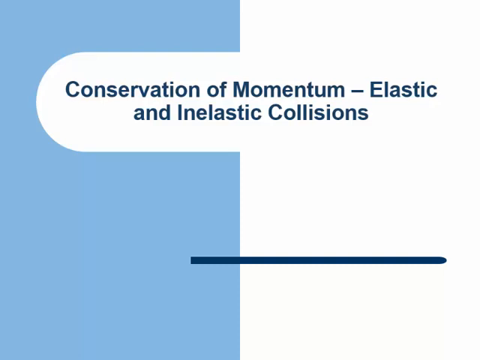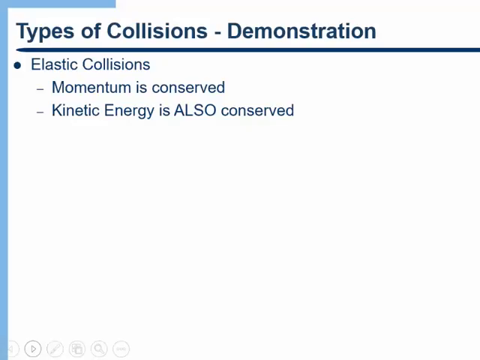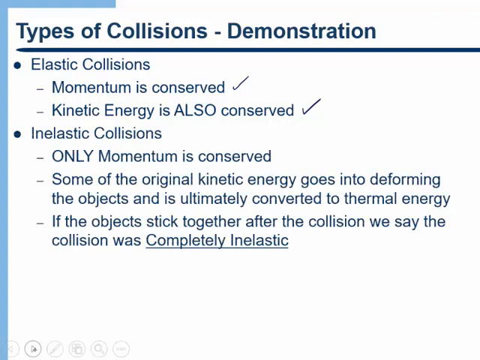In this video, we're going to continue our discussion of conservation of momentum in collisions. Specifically, we'll be looking at the fact that collisions can be broken down into two types, elastic and inelastic collisions. So what do we mean by elastic collisions? In an elastic collision, momentum is conserved and kinetic energy is also conserved. Whereas in an inelastic collision, only momentum is conserved.